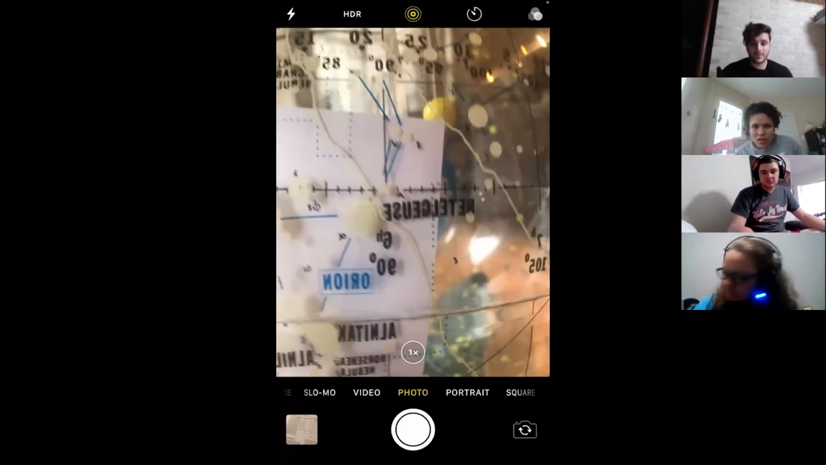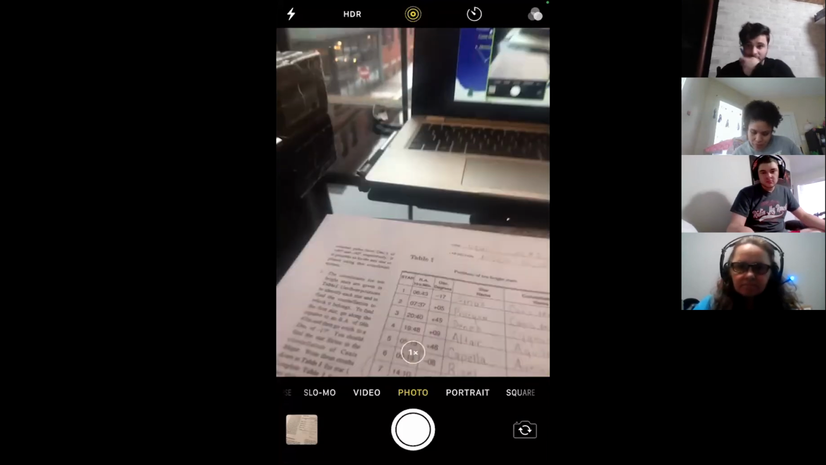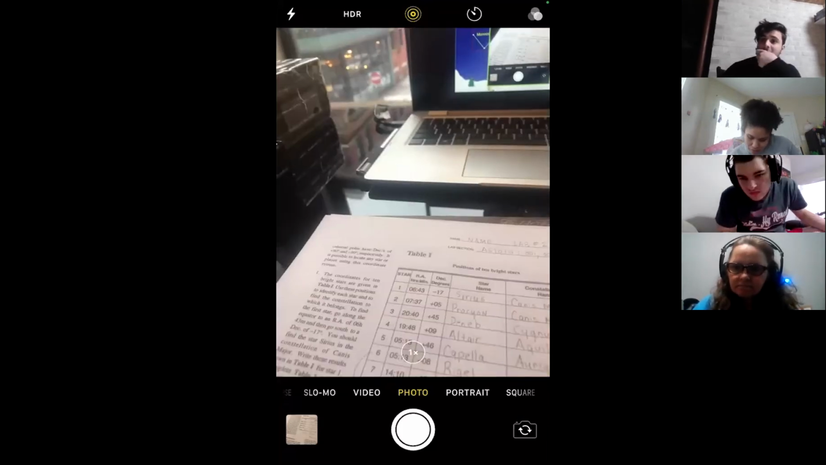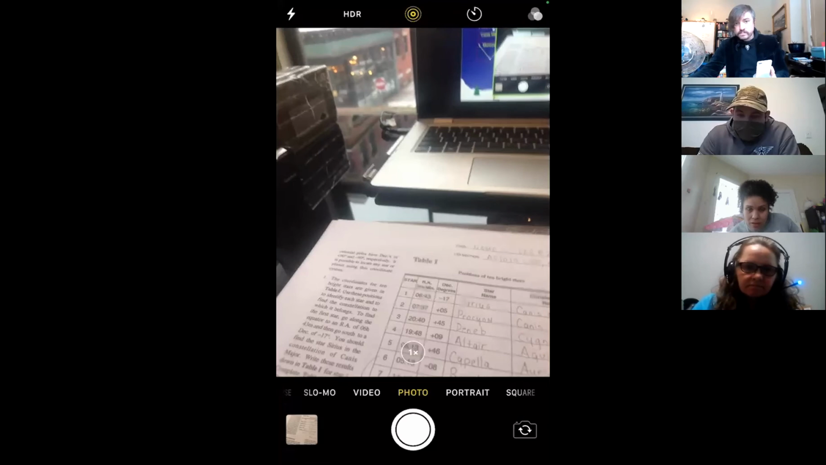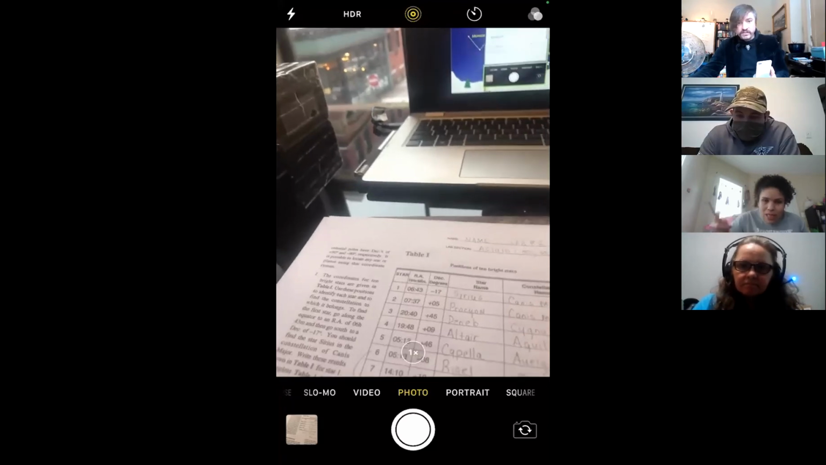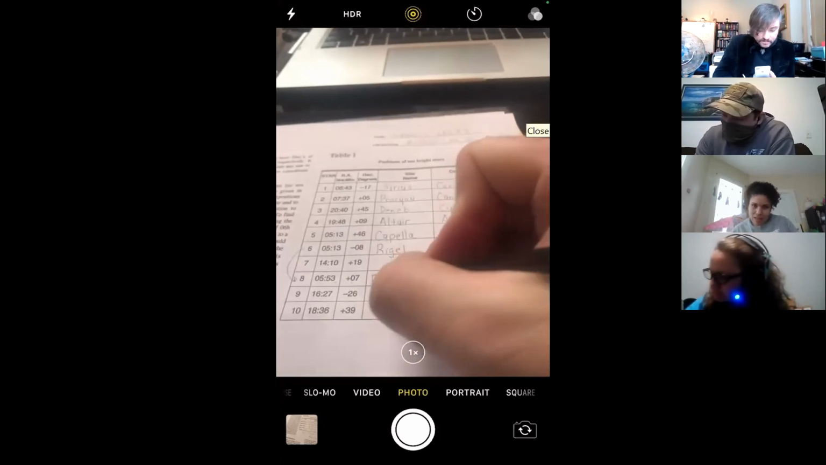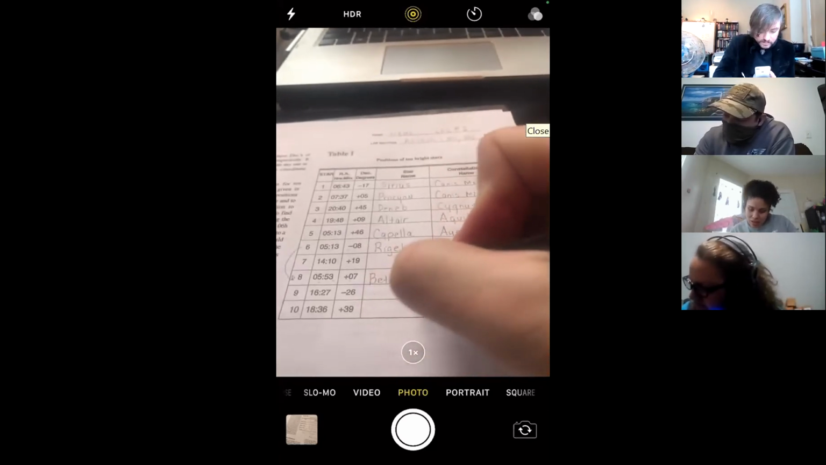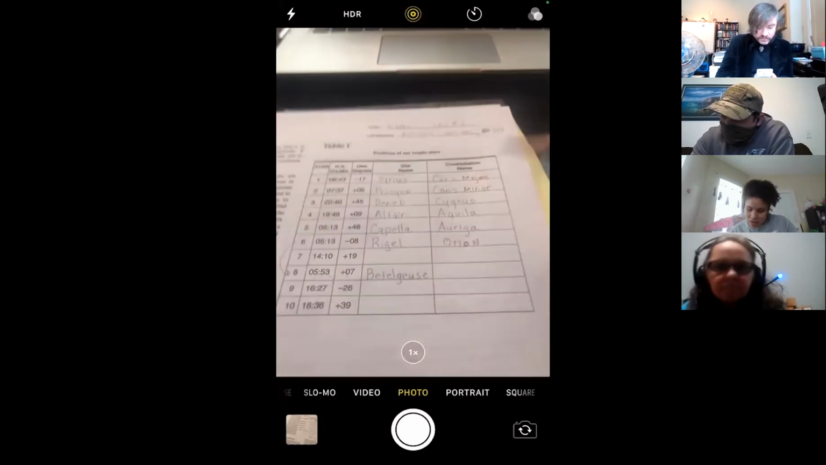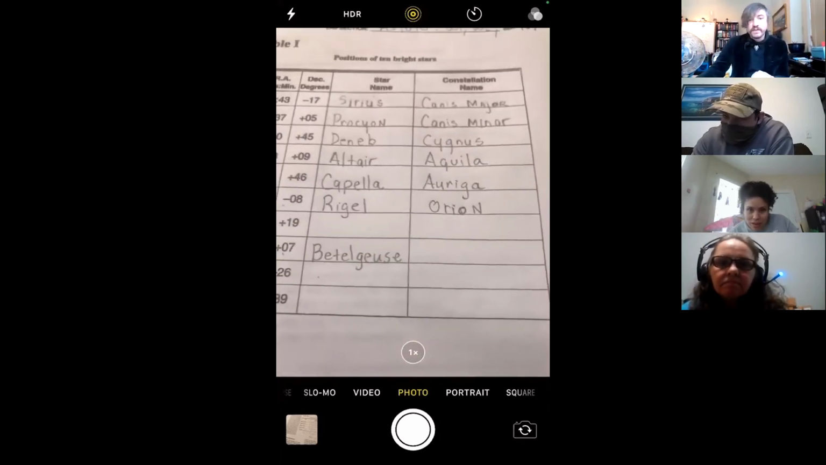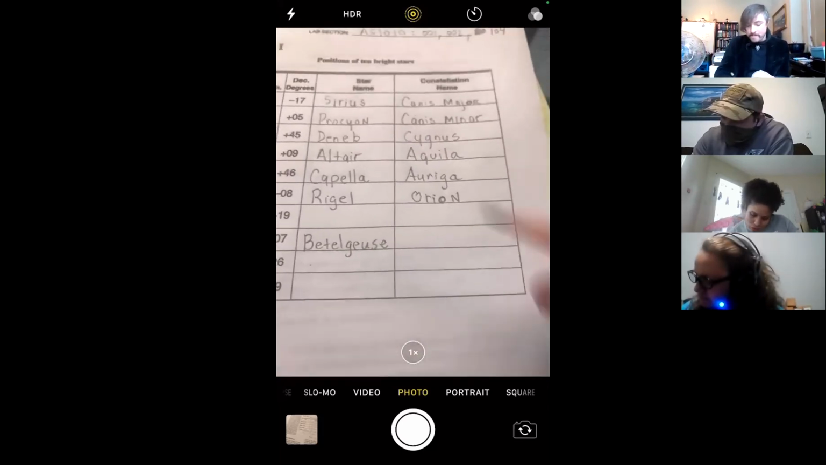Do you know what this is? Someone's chatting me here. Betelgeuse, says Ryan, correctly. And that's also in Orion. Betelgeuse is the famous red star in the shoulder of Orion.